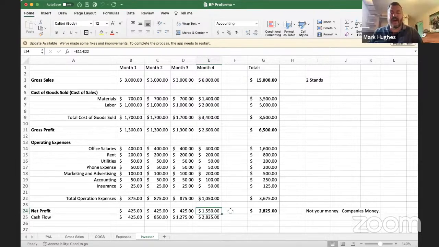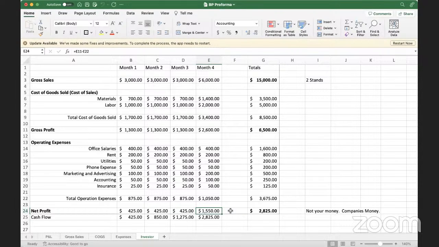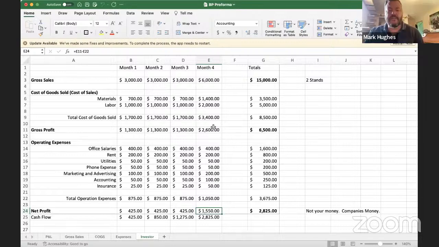Because this is how you demonstrate you are a good risk. If you give them this form, it tells them you know how much you're selling every month.